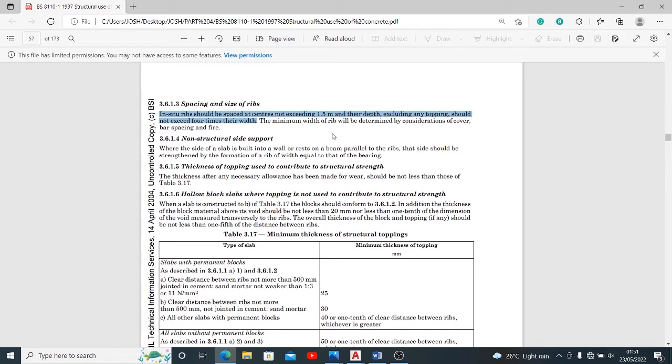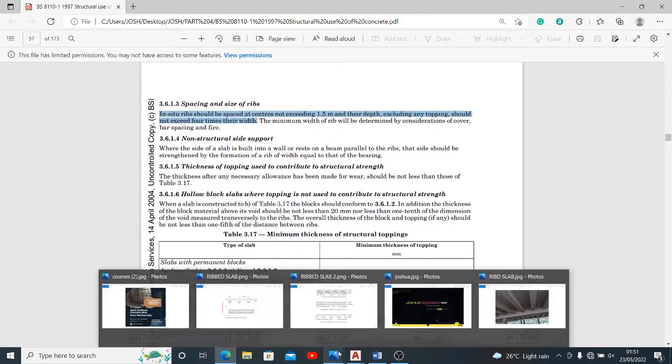Excluding any topping. So when we are considering the depth of our rib, we are taking out topping from the consideration, right? Excluding any topping, the depth should not exceed four times their width. So that's exactly what I was trying to show to us here.